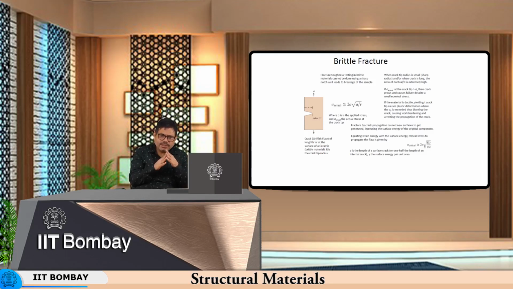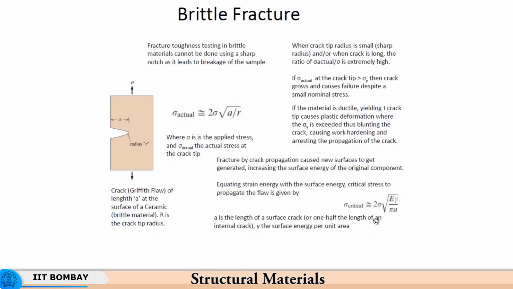Okay, the material has a crack of length A, meaning from the surface, as you see, there is a crack of length A, and the critical stress for that is given by this expression, where gamma is the surface energy per unit area. So, this is a very important concept, and based on this surface energy per unit area, you get the value of sigma critical.